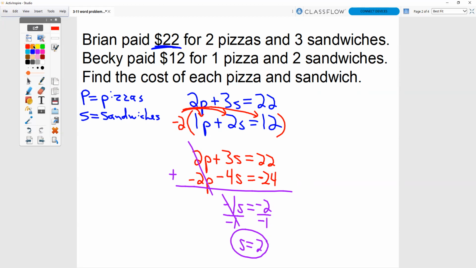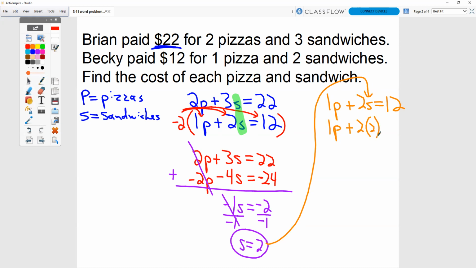Now I'm going to take that 2 and I can sub it into here or here for S. It doesn't matter which one you sub it into. I think the second equation is a little bit easier to sub into. So I'm just going to rewrite this second equation first. And now I'm going to take this 2 and sub it in for S. So instead of 1P plus 2S, I have 1P plus 2 times 2 equals 12.